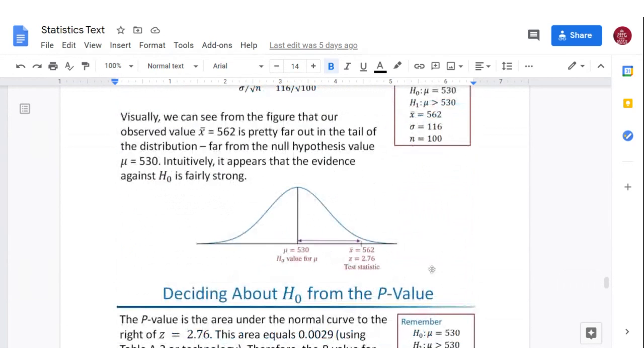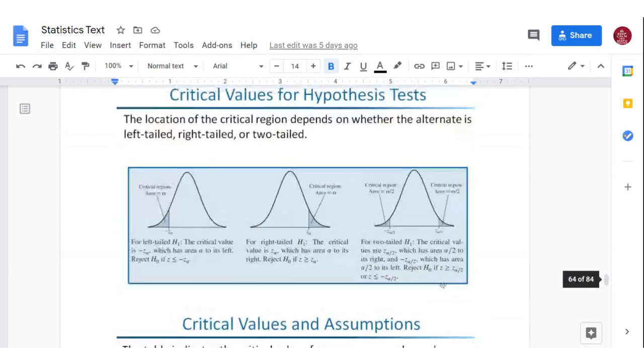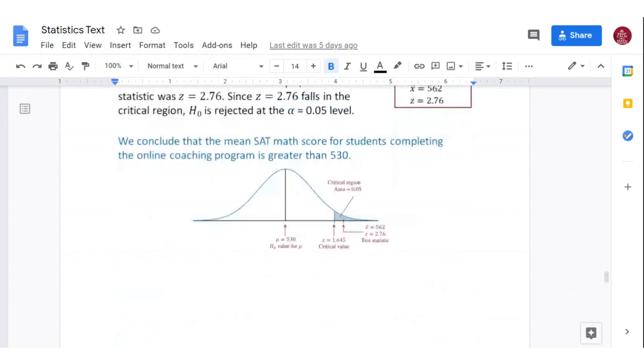So that was X bar, because this was about those standardized tests. So it was 5.62. That's pretty way out there. It was 2.76 standard deviations above the mean. So that was pretty strong. And as we saw by comparing the 2.76 to the 1.96, no, the 1.645, we could see that it was clearly beyond that and in that critical region.